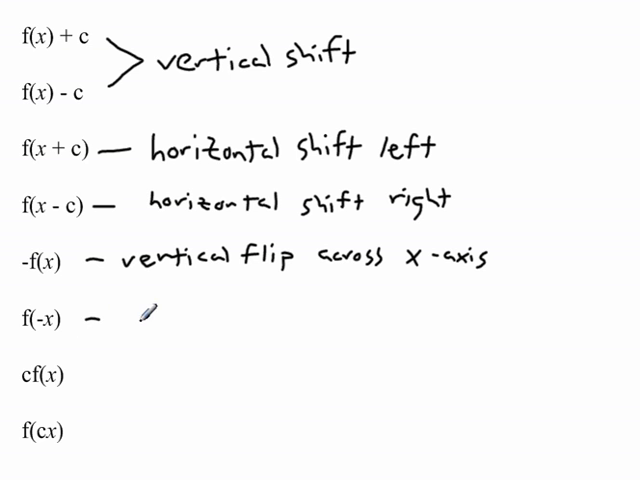If you actually make the x value negative, it's going to give you a horizontal flip. Oh, there we go, horizontal flip. And you might even say across the y-axis. Multiplying by a constant, multiplying by some number, we saw that in the last example, that's going to give us some kind of vertical stretch.